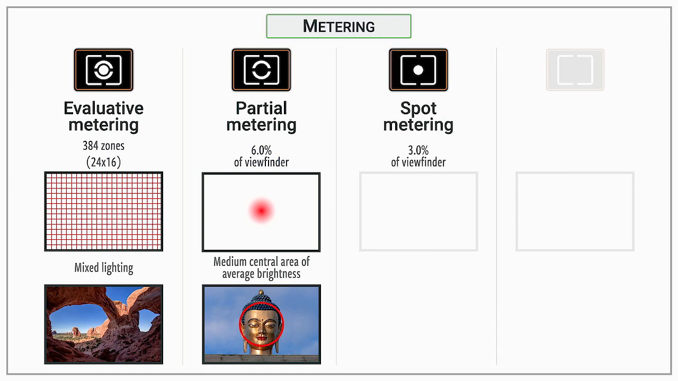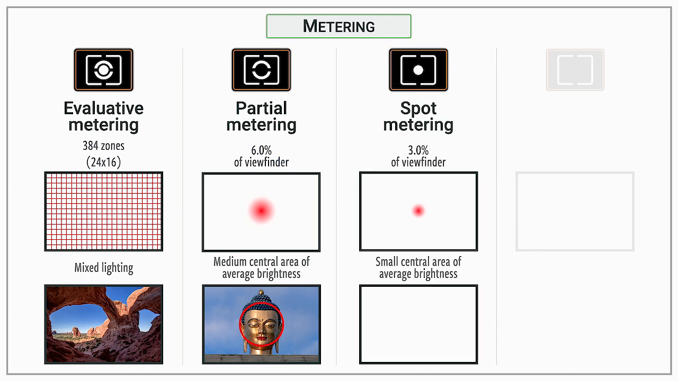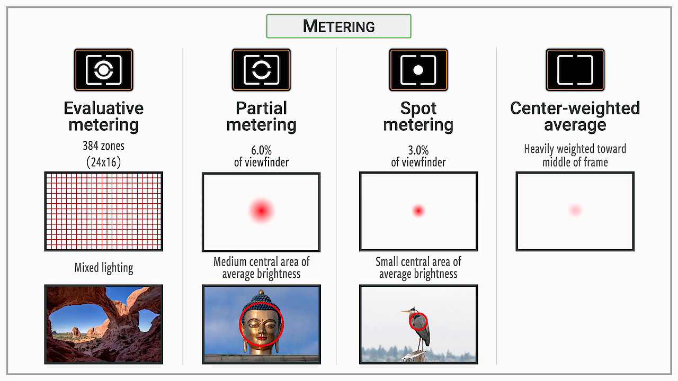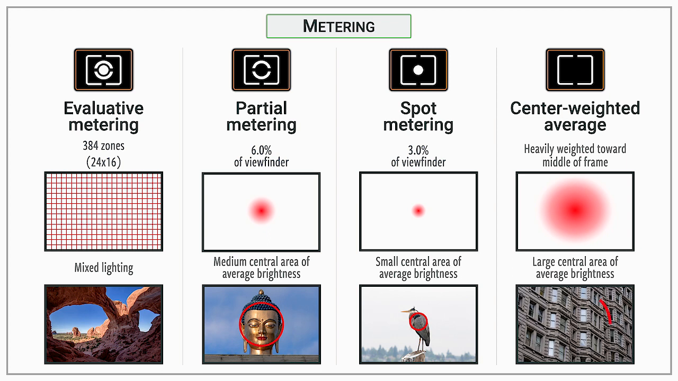If you want to be very precise, then you would look at spot metering, which is looking at only 3% of the viewfinder. And once again, it is handy when you have a subject that has a background that is really bright or really dark. And then finally, we have center weighted average. This is kind of an old school way of metering, which is just kind of everything in the middle of the frame, and it doesn't pay attention to the corners of the frame.